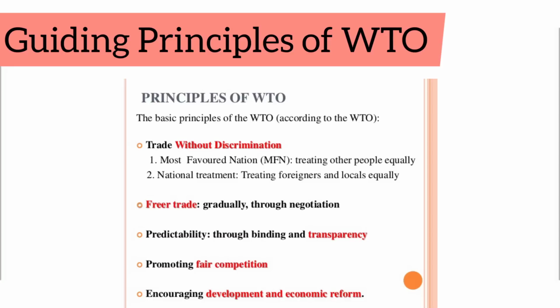Next is special privileges to less developed countries. So WTO also gave special privileges to less developed countries. For example, if any new policy was brought in, the less developed countries were given more time, or were granted a longer transition period to make adjustments, rather than the developed countries, who were given less time. A few other special privileges are also given to less developed countries under WTO.